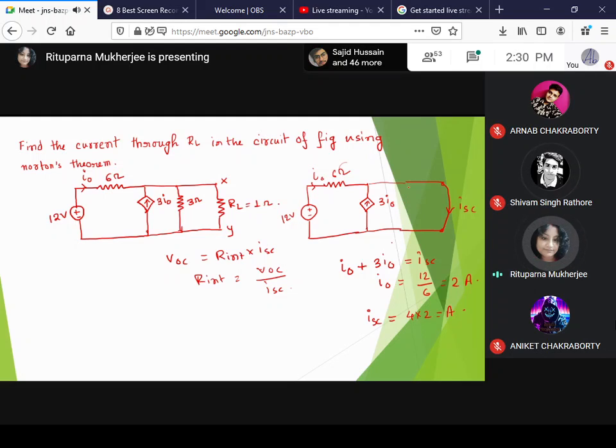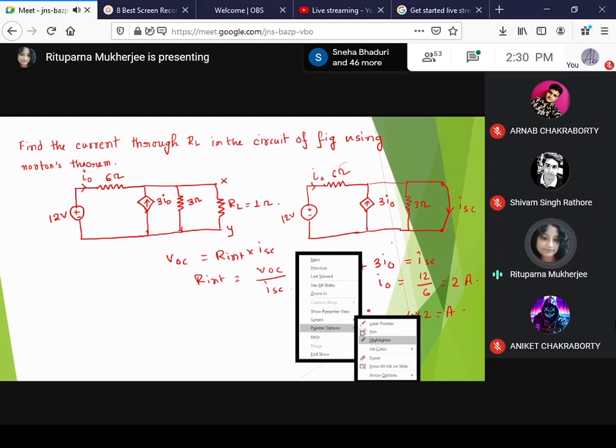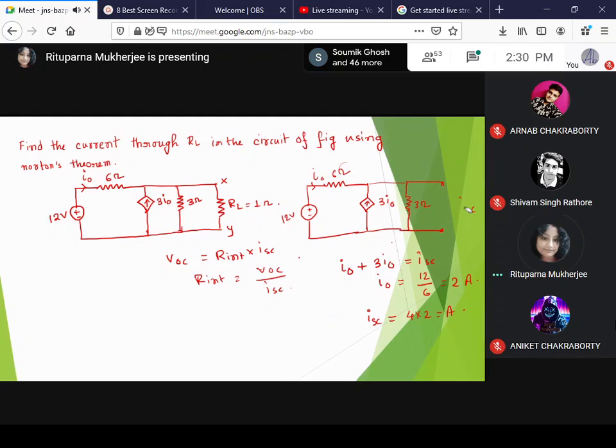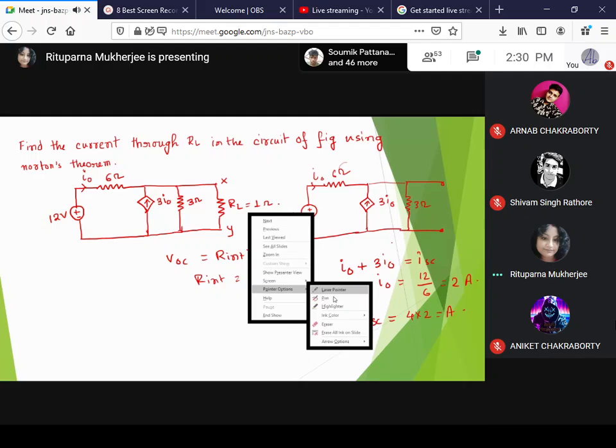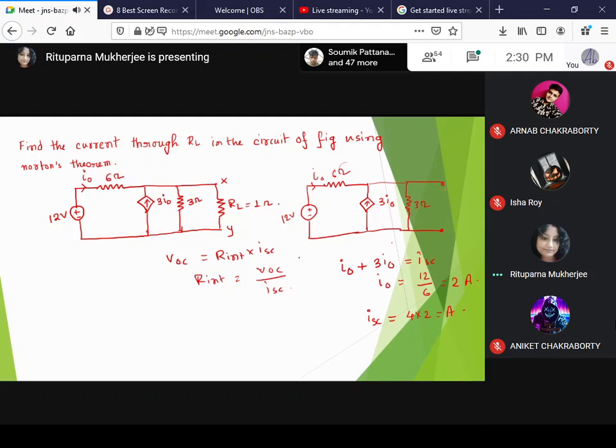So again here we just connected this 3 ohm resistance, and again we have to remove the short in this part, and you have to draw the whole circuit in each step. So you have to calculate VOC here now. What will be the value of VOC? You can take any node. Suppose this node, I am taking it as VOC. So we can write.